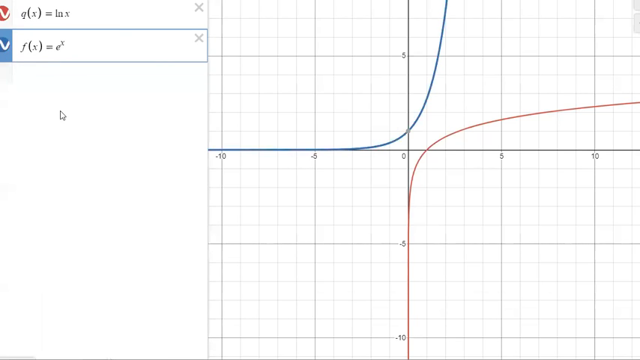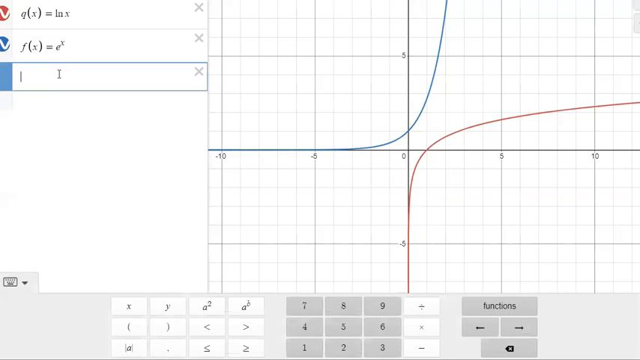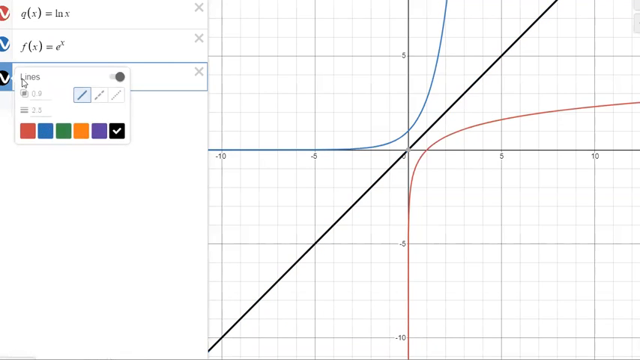So look at the two functions we have right here. Is the blue function the inverse of the red function? If it has that symmetry that we talked about, then they are inverses. The last function that I'm going to graph is y equals x. And I'm going to make that a black solid line. So notice that if you rotate the red function, it's going to become the blue function. And if you rotate the blue function, it's going to become the red function. So a function and its inverse are always going to have that symmetry to it.